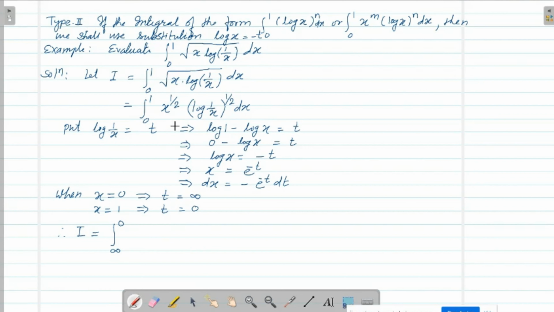Instead of x, what do I have to put here? Putting e raised to minus t. The limit is infinity to 0.